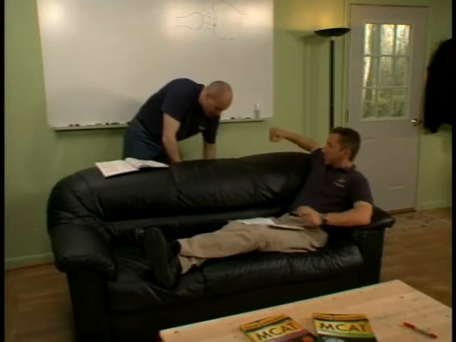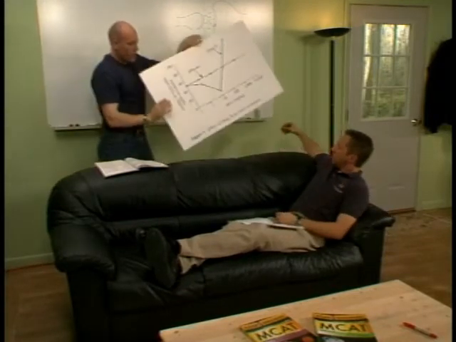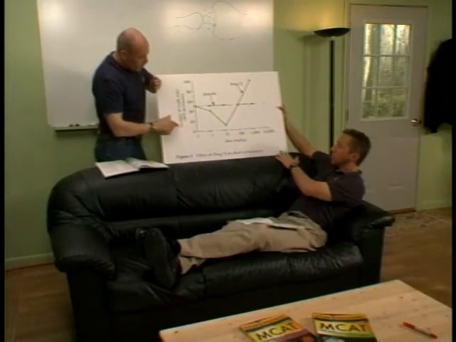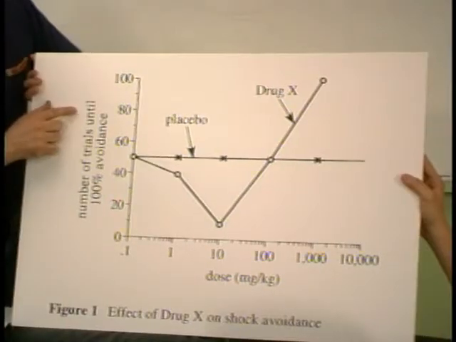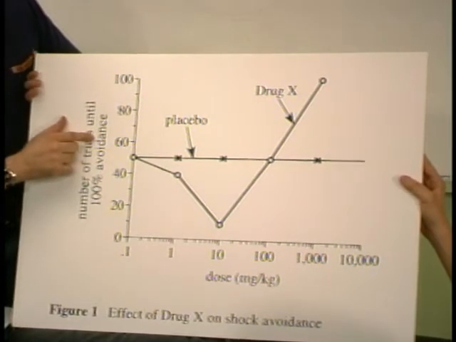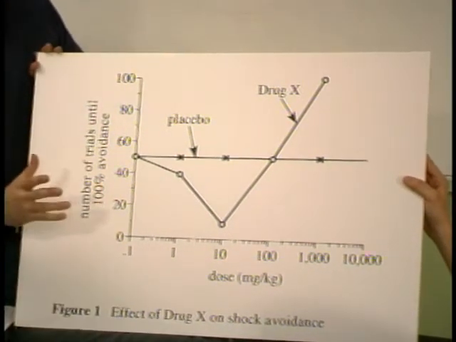Let's just take a look at the diagrams here. And if we take a look at drug X, notice here on the Y-axis, number of trials until 100% avoidance. Now what they're trying to avoid is pain, right?